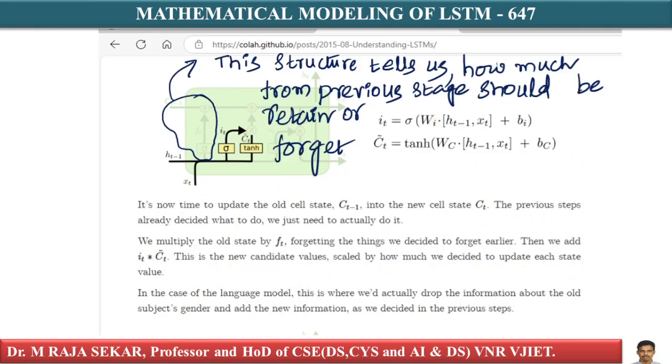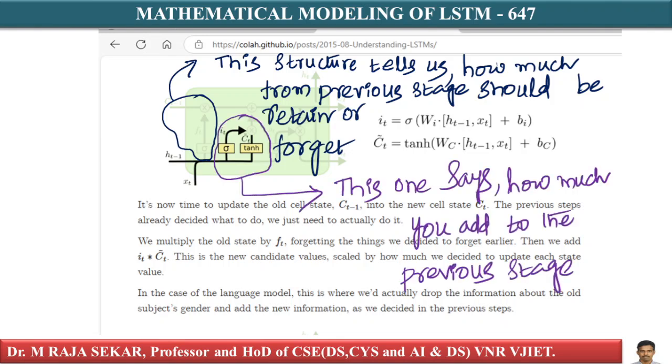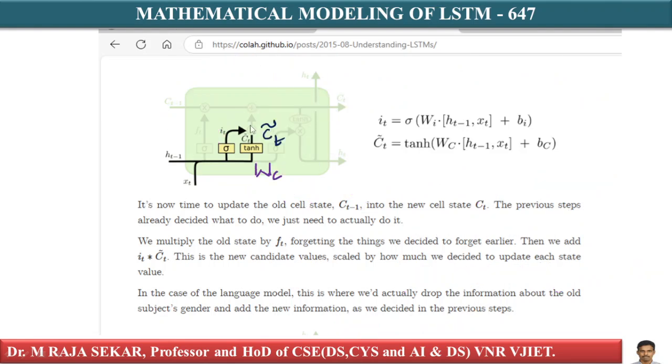The structure tells how much from the previous stage should be retained or forgotten, isn't it? This one says how much you add to the previous state because of this plus operator. Here you have the plus operator, how much I can add here, isn't it? Now, this is what is your ct tilde.